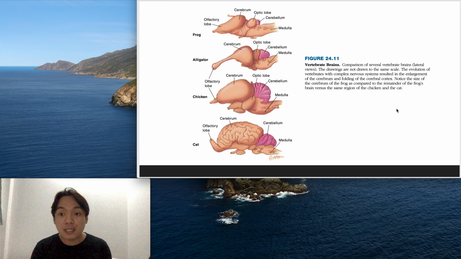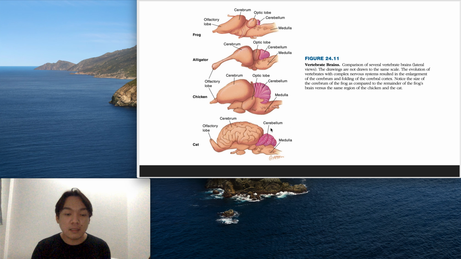So these are several vertebrate brains. They are not drawn to the same scale, but the evolution of vertebrates with complex nervous systems resulted in the enlargement of the cerebellum and the folding of the cerebral cortex. Take a look at the size of the cerebellum in the frog, so small, compared to the alligator, chicken, and the cat.